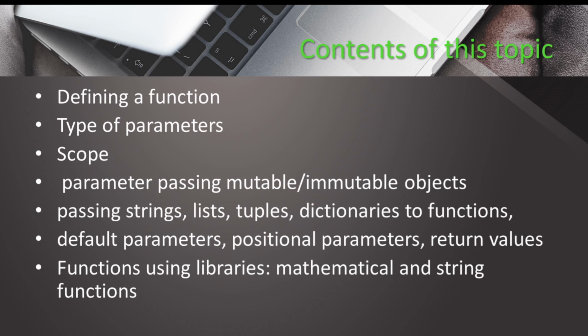The content of the topic will be defining a function, type of parameter, scope, parameter passing, means different types of parameters passing to the function. It may be mutable or immutable objects, and then inside the different types of parameters we will read default parameter, positional parameter, and we will also read the keyword parameters, and at last we will also read about the functions using libraries like mathematical and string functions.